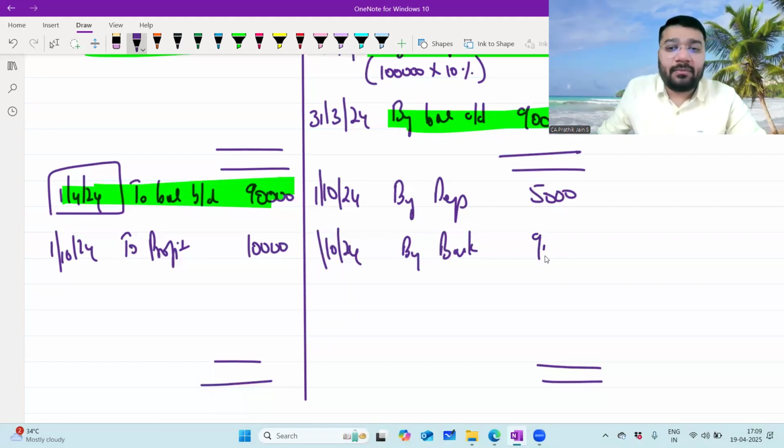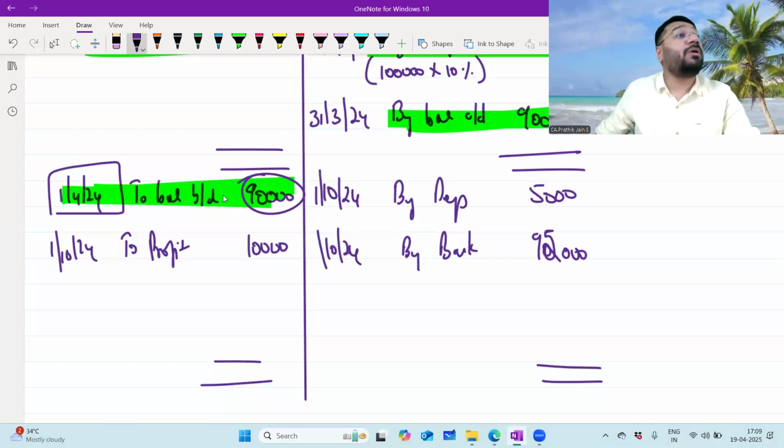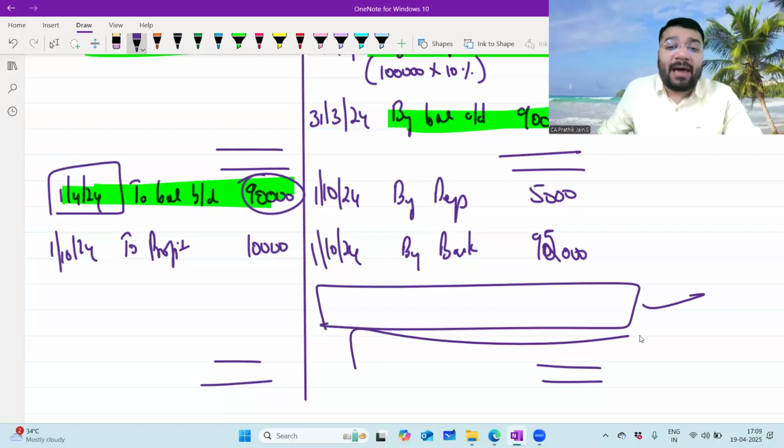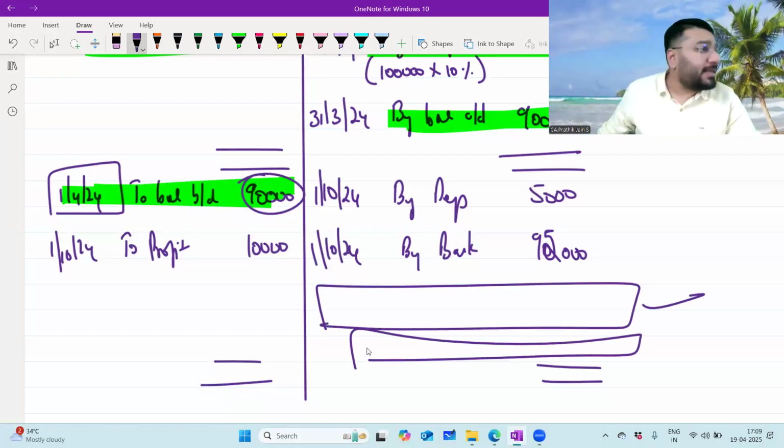Buy bank 95,000. The value of the asset, as far as this asset sold is concerned, now becomes 0. If there is any other asset which is still being used in the business, then depreciation will continue, and the balance carried on will continue. Here that is not the case.